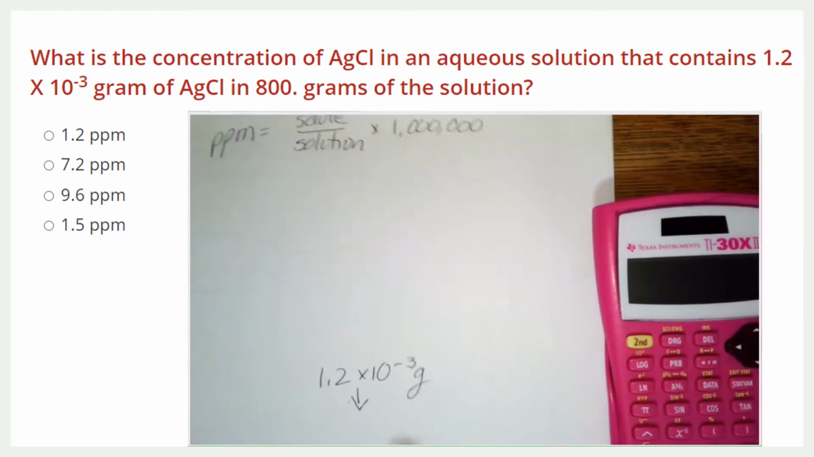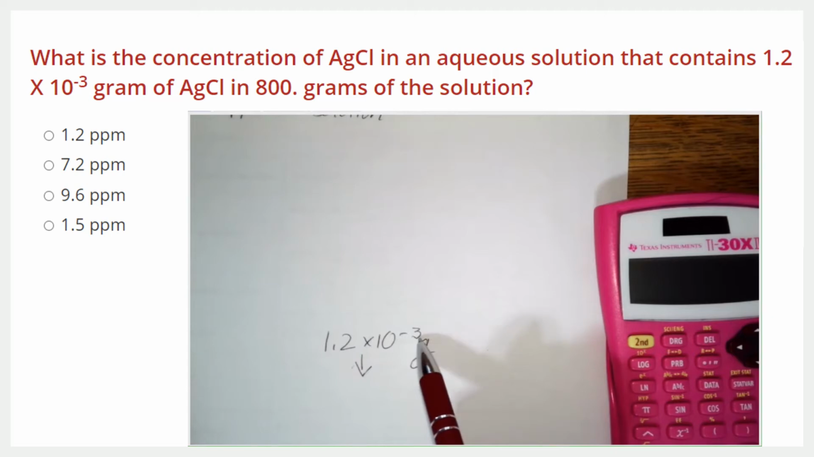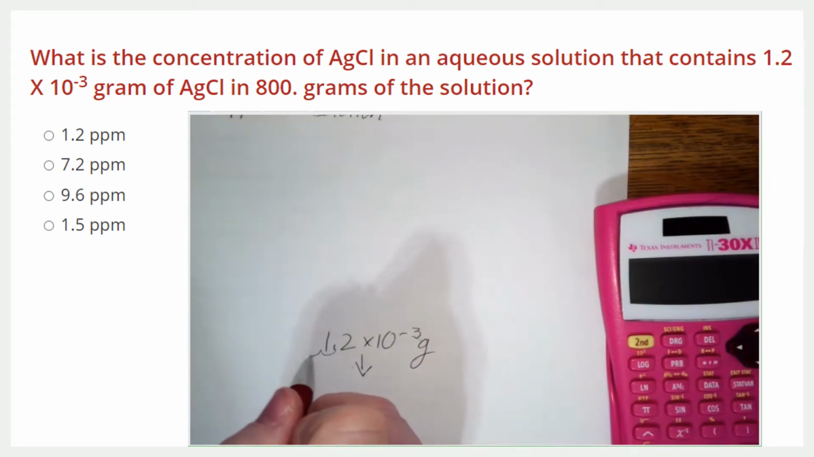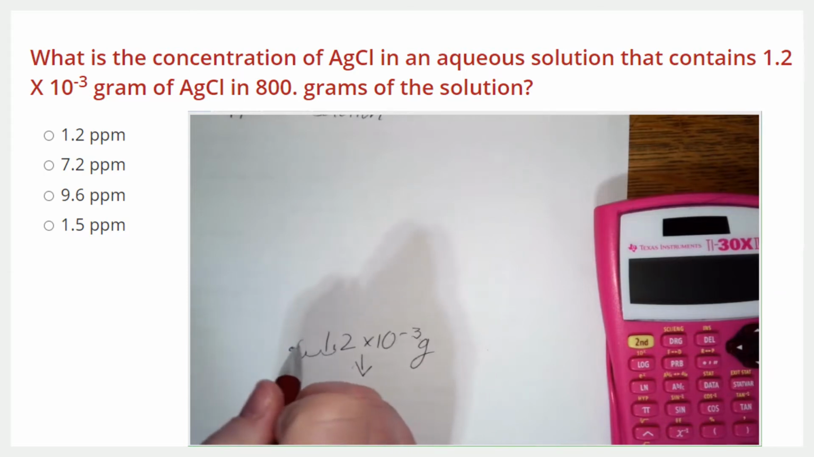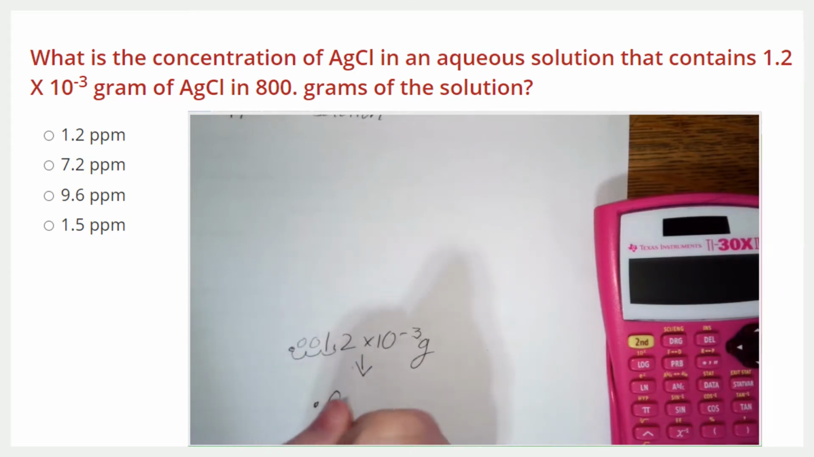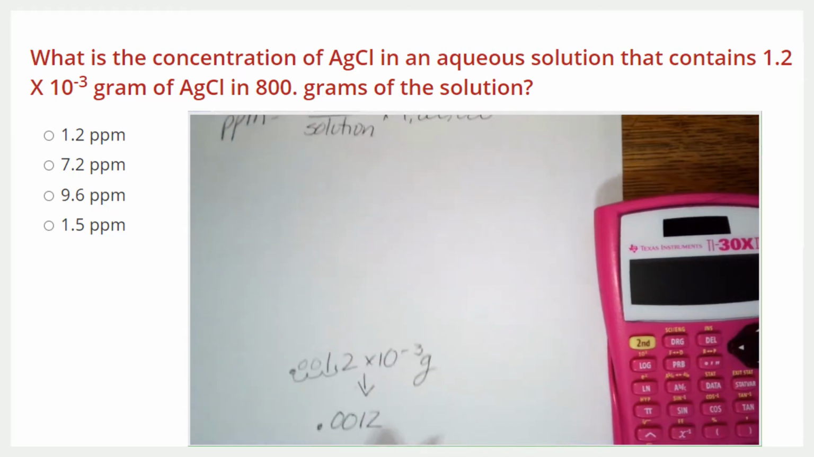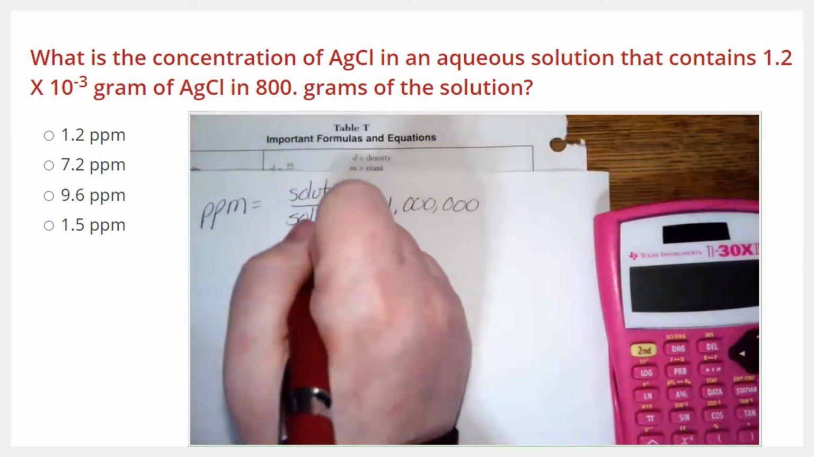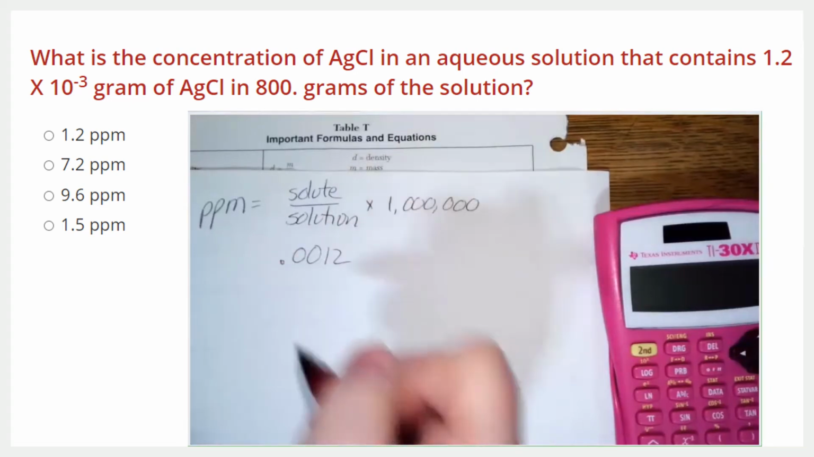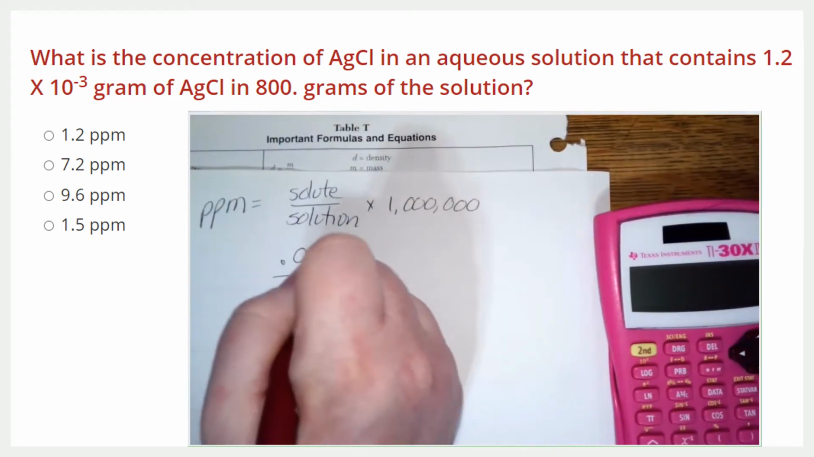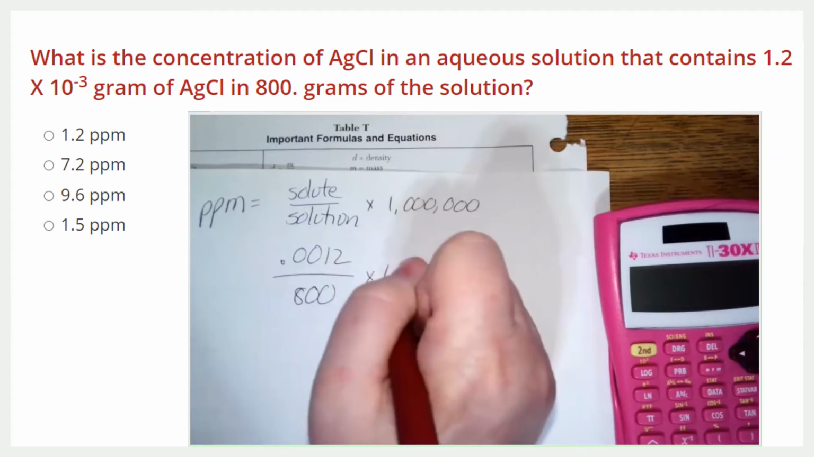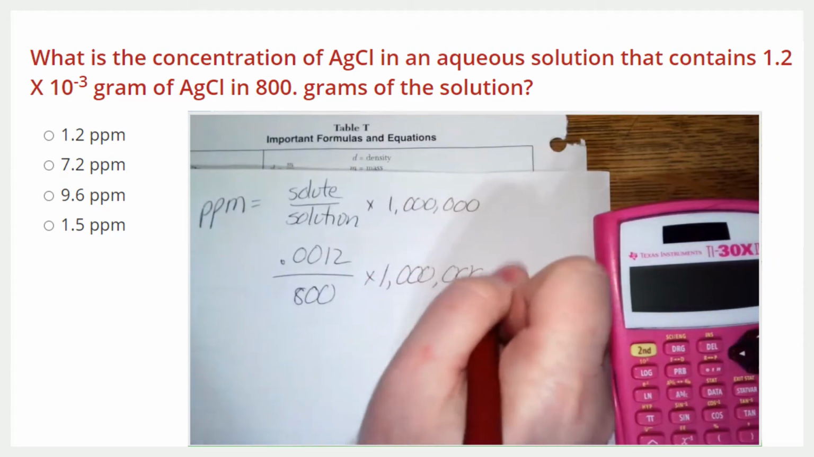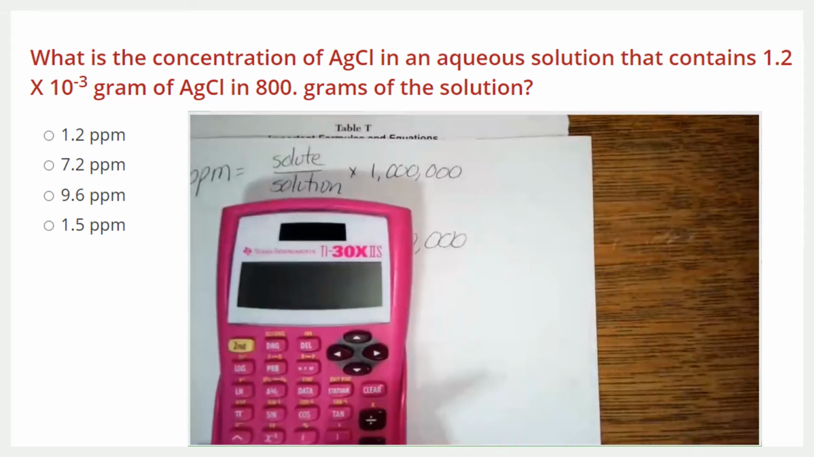All right, so when I take it out of scientific notation, I need to move the decimal 3 places, and since it's negative, I need to go this way. I need to make the number smaller. So 1, 2, 3. Fill these spaces with zeros. So 0.0012. All right, so that is going to go for my solute, 0.0012, divided by, it says 800 grams of solution, times a million. Remember, don't forget the times a million.